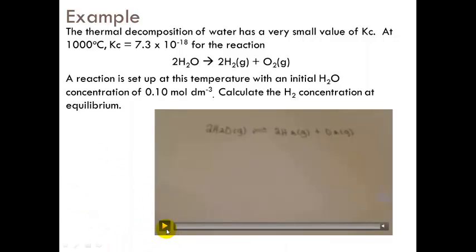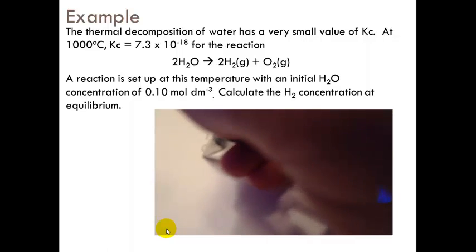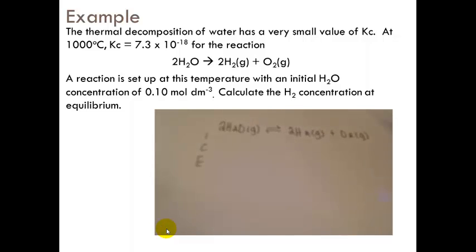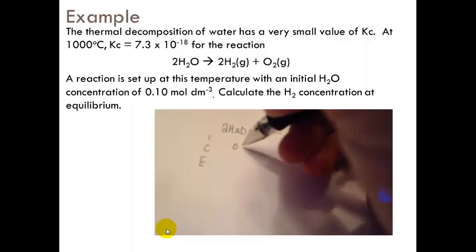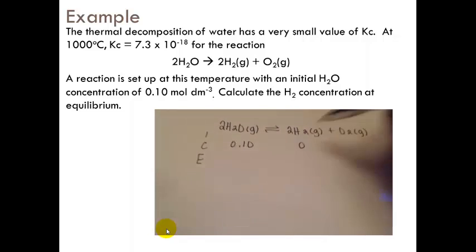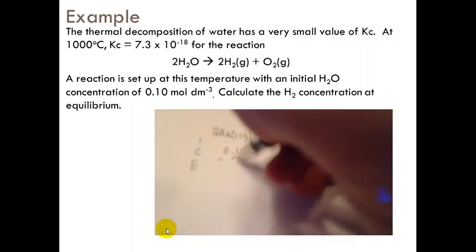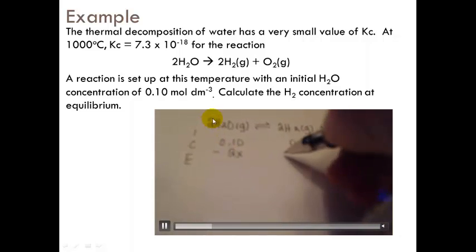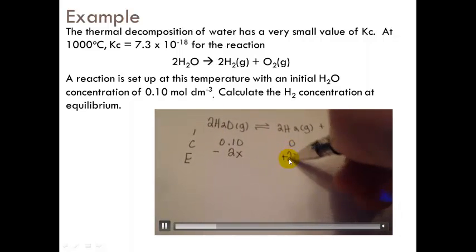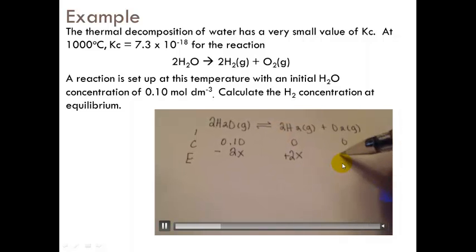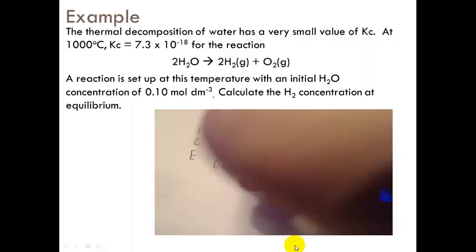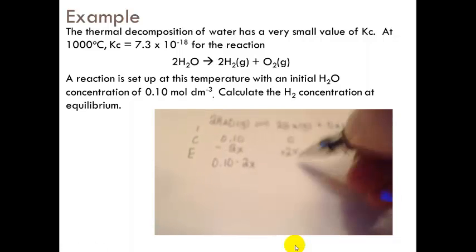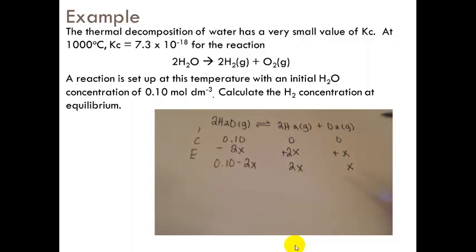So again, we don't know our equilibrium concentrations, so we will be using an ice table. We know the initial concentration of water is 0.10, and the products are 0 starting out. We don't know the change, but you can notice in this problem the change is going to be minus 2x because there's 2 water, plus 2x for hydrogen because there's 2 hydrogen, and just plus x for oxygen because there's only 1. So our equilibrium is 0.10 minus 2x, 2x, and x.